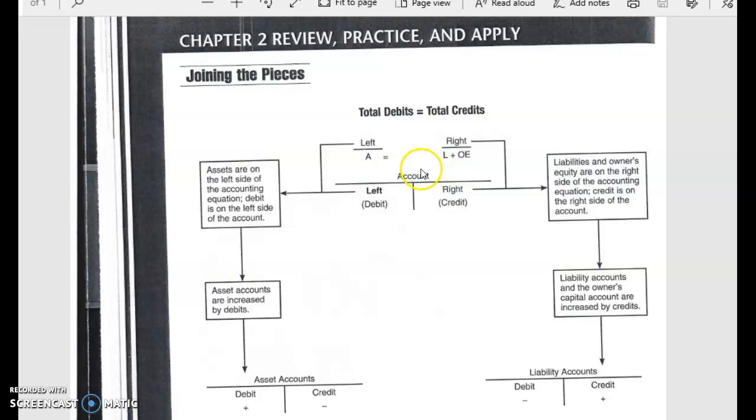Now remember our accounting equation that assets equals liabilities plus owner's equity. So the same is true in a T account. Your debits have to equal your credits. If you put a debit on one account, you will put a credit on another account. So let's review on the types of accounts.